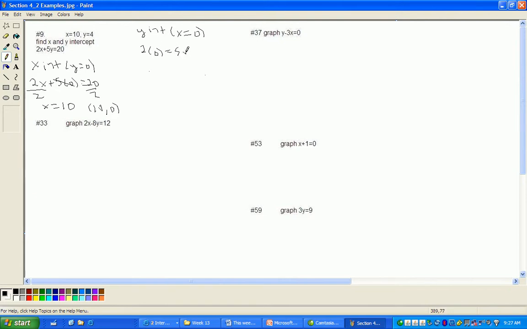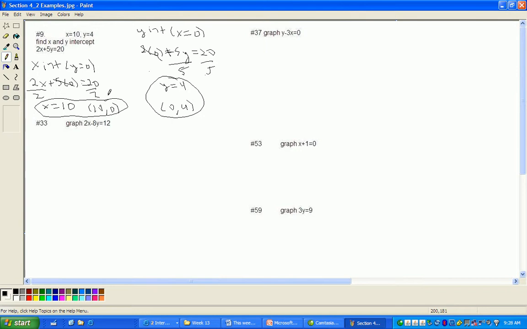Oops, it's plus. That goes to 0. Divide both sides by 5. Y is equal to 4. So our point is going to be 0, comma 4. So we found our y-intercept and our x-intercept.